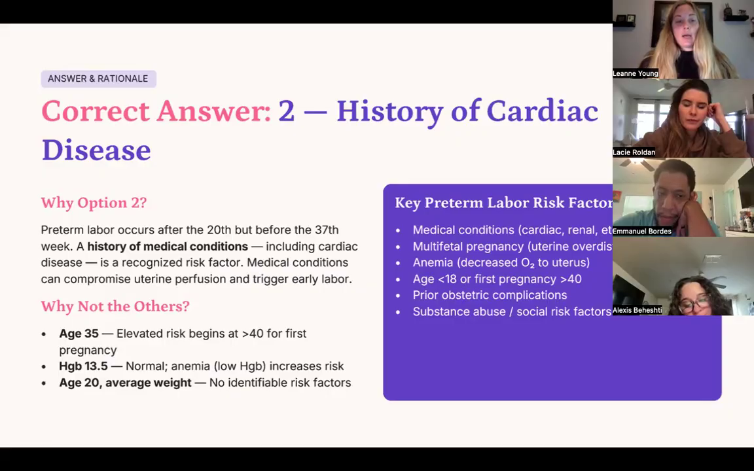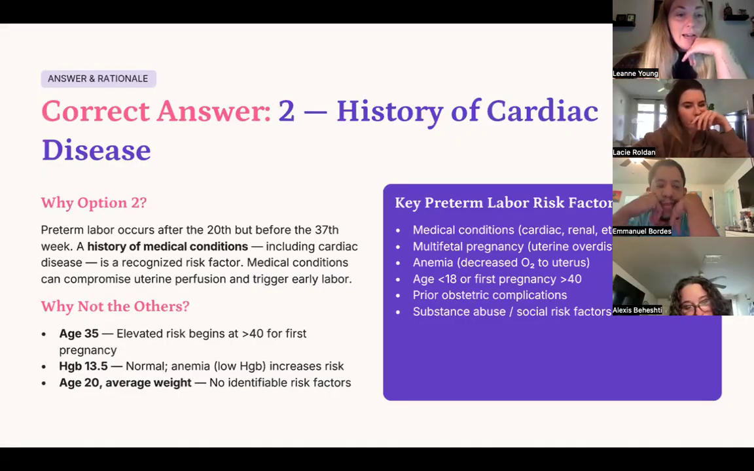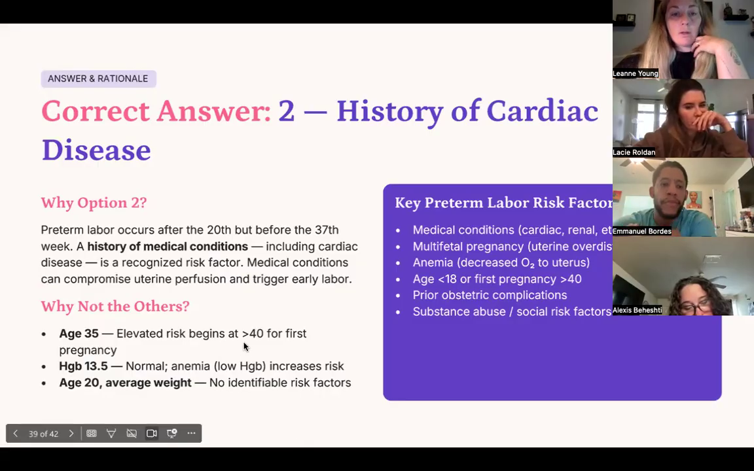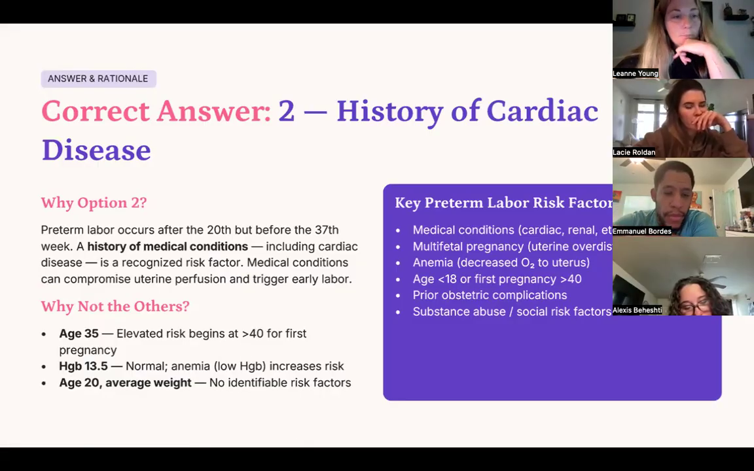All right. So why are the other options not right? If they're 35, the elevated risk begins whenever they're older than 40 for a first pregnancy. Hemoglobin of 13.5 is normal. And then age 20 and average weight is not really a risk factor. That's a normal pregnancy.